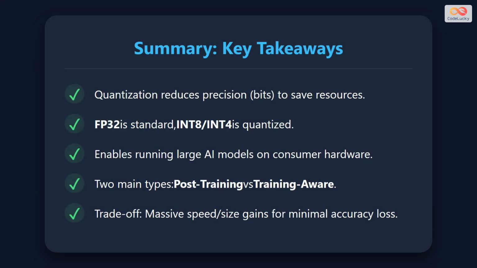To wrap up, remember that quantization is about reducing the bits used to represent numbers. It allows powerful AI to run on everyday devices by trading a tiny amount of precision for massive gains in speed and memory efficiency. Whether it is post-training or training-aware, this technology is essential for the future of accessible AI.